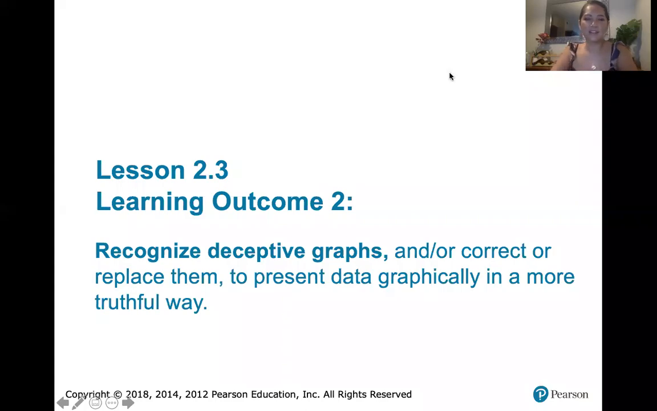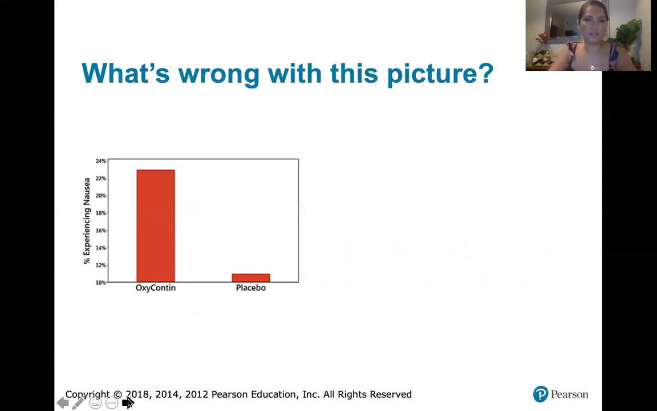In this video, we discuss learning outcome number 2, which is all about recognizing misleading or deceptive graphs and then correcting them or replacing them in order to present our data graphically in a more truthful way. So here's our first example. What's wrong with this picture?